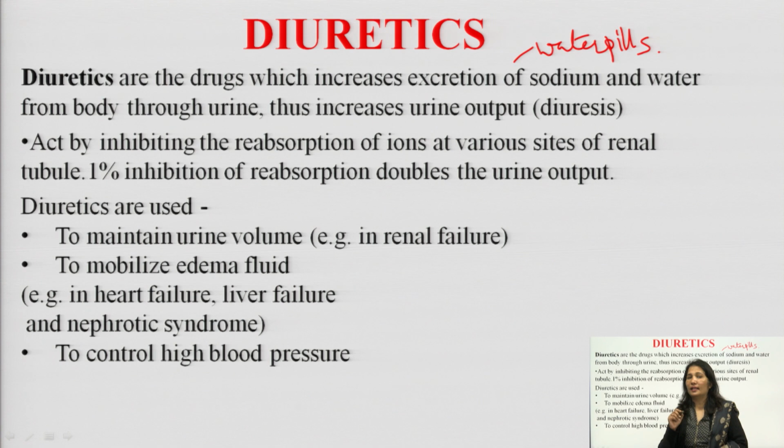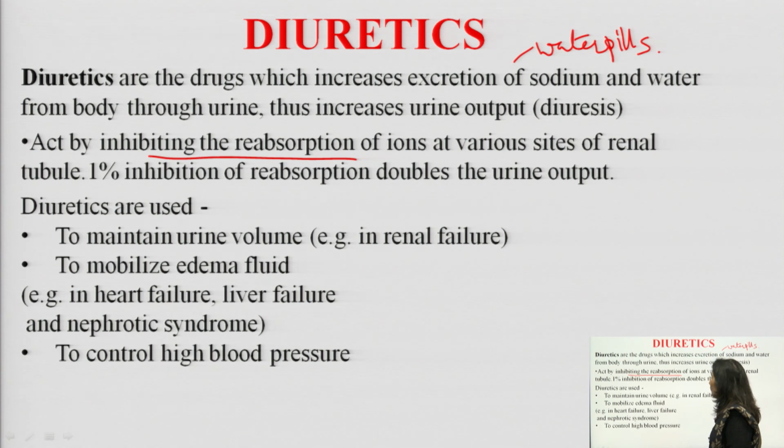और कैसे एक्ट करते हैं, कैसे डायूरेटिक एक्शन प्रोड्यूस करते हैं, by inhibiting the reabsorption of ions. As we have seen, there is reabsorption of different ions at different sites. So diuretics will inhibit the reabsorption, and inhibition of reabsorption will result in the excretion of that ion in the urine. So diuretics act by inhibiting the reabsorption of ions at various sites of the renal tubule. 1% inhibition of reabsorption doubles the urine output.